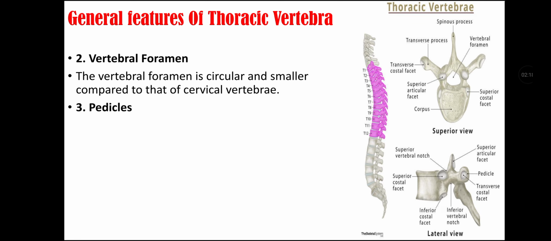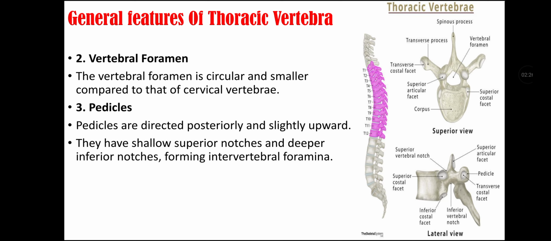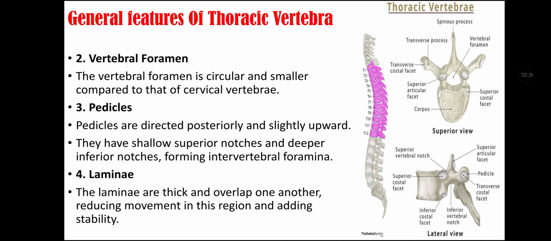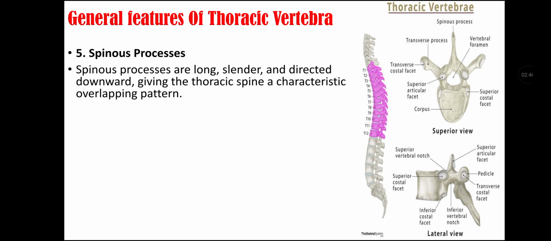The third feature of thoracic vertebra is pedicles. Pedicles are directed posteriorly and are slightly upward. They have shallow superior notches and deeper inferior notches, thus forming intervertebral foramina. Fourth feature of thoracic vertebra is laminae. The laminae are thick and overlap one another, thus reducing movement in this region and aiding stability. Fifth feature of thoracic vertebra is spinous process. Their spinous process are long, slender, and directed downward, thus giving the thoracic spine a characteristic overlapping pattern.